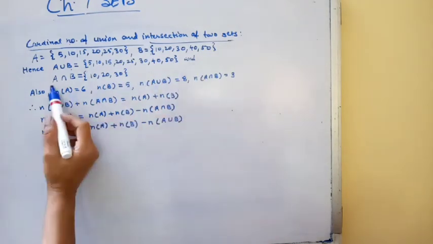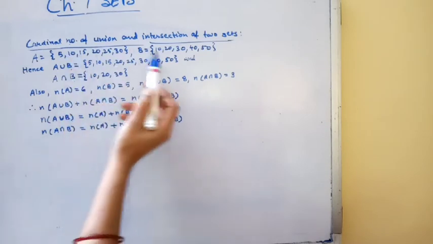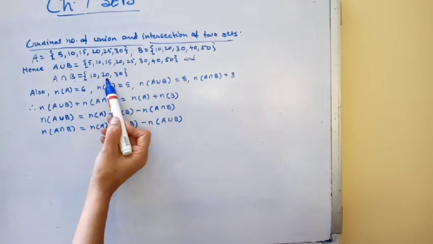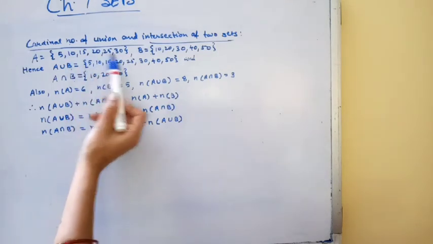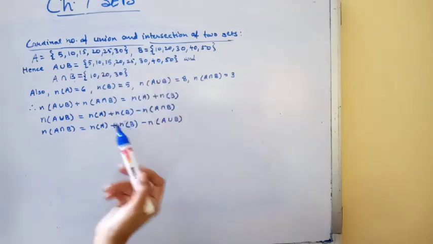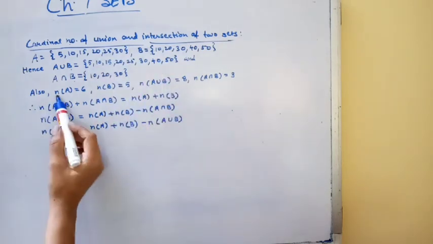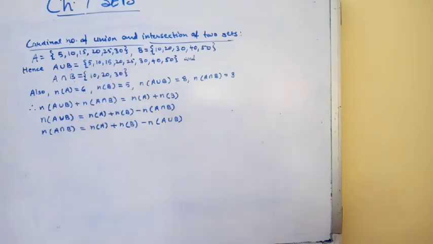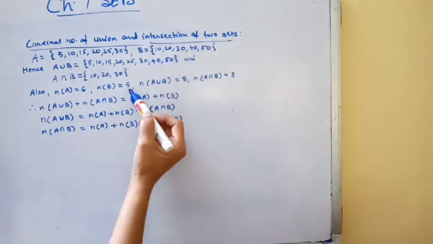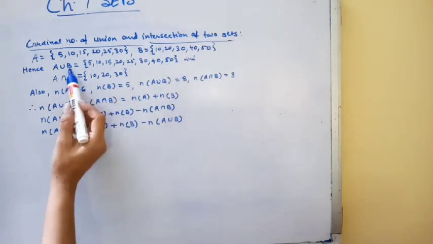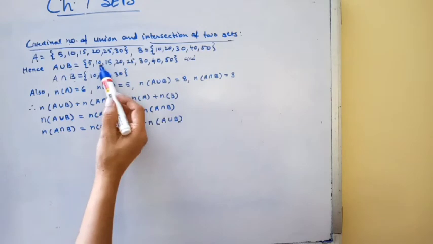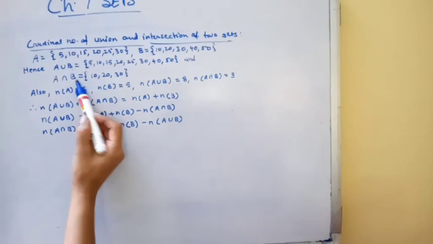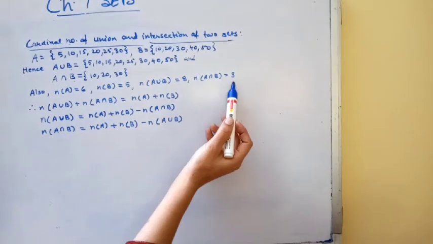And A intersection B are the common elements from these two sets, that are 10, 20 and 30, because 10, 20 and 30 are common in both the sets. Also, the cardinal number of A, counting 1, 2, 3, 4, 5, 6, is 6, and the cardinal number of B is 5. The cardinal number of A union B is 1, 2, 3, 4, 5, 6, 7, 8, and the cardinal number of A intersection B is 1, 2, 3.